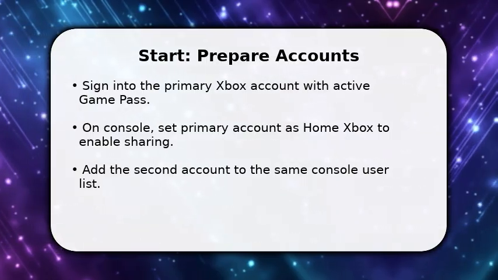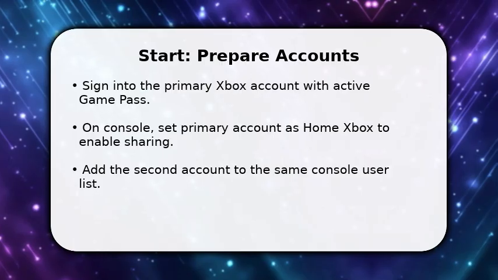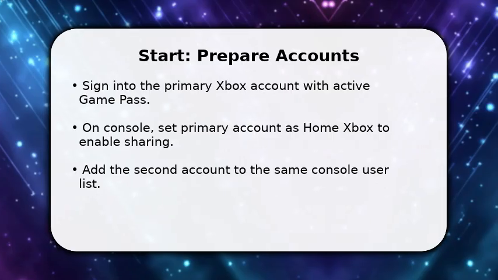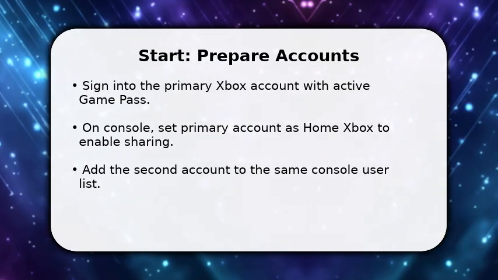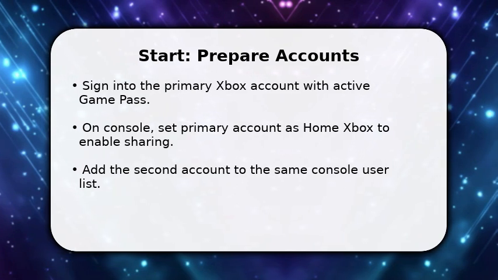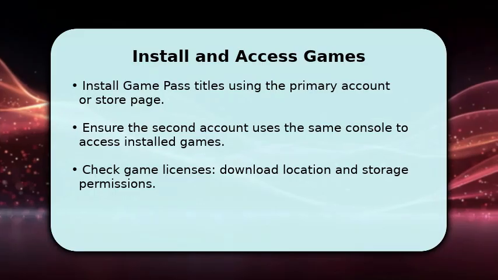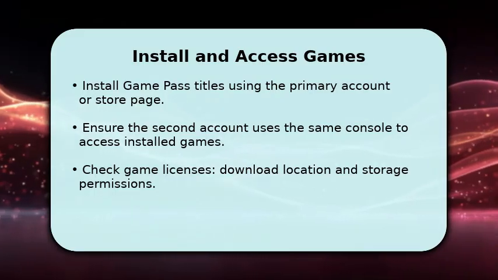Once done, add the second account to the console if it isn't there already. Make sure both accounts are updated and signed in so permissions propagate immediately and you can move to installing games. With Home Xbox set, install the games you want while signed into the primary account. This ties licenses to the console.